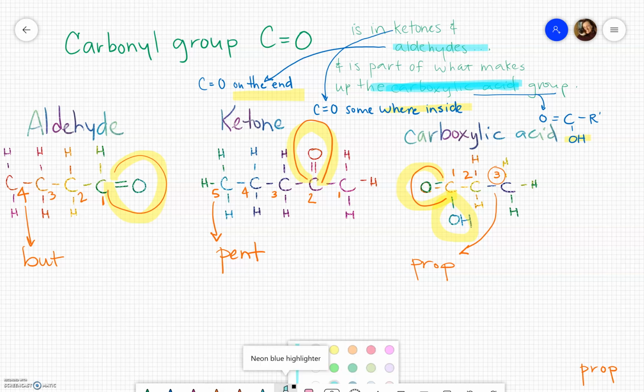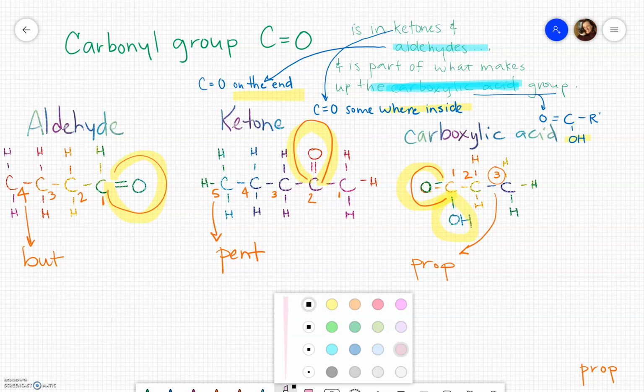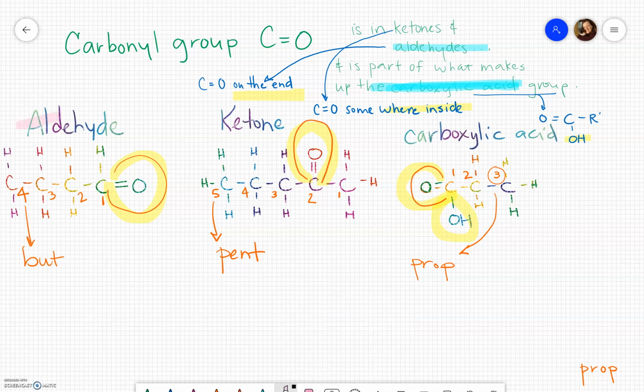So let's look at the aldehyde first. Aldehyde, the special part of their name is the Al right there, and that actually gets put on the end of my name as a suffix. So we would have butane, and instead of ane, I have butanal. Al, just like the Al right there.